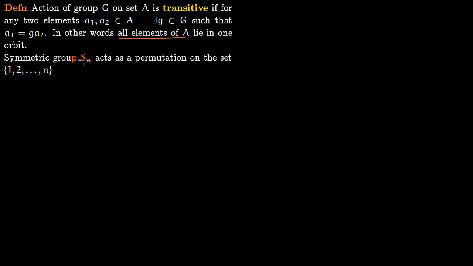So the standard example is the symmetric group Sn. This acts as a permutation on the set of integers 1, 2, 3, 4 all the way to n. This is the same way the Galois group will permute the roots of an irreducible polynomial.